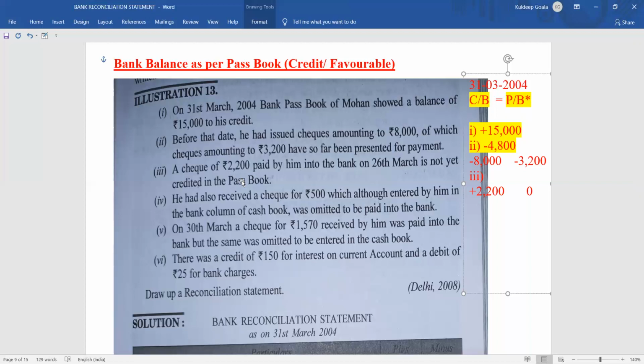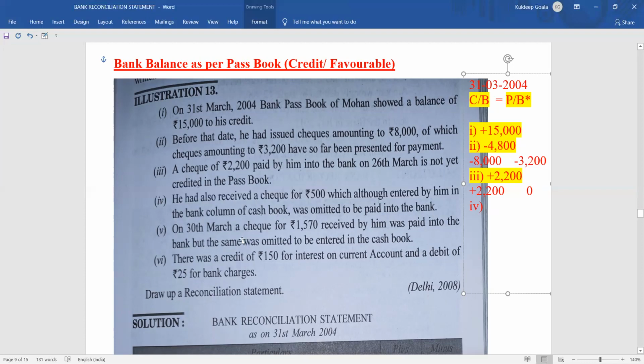So to make both the sides same, right? To make both the sides same, what you have to do? You have to add here 2,200. Okay, you have to add here 2,200, then only both the sides will be same, right? Then is it clear? So once you add 2,200 on this side, now both the sides are same.